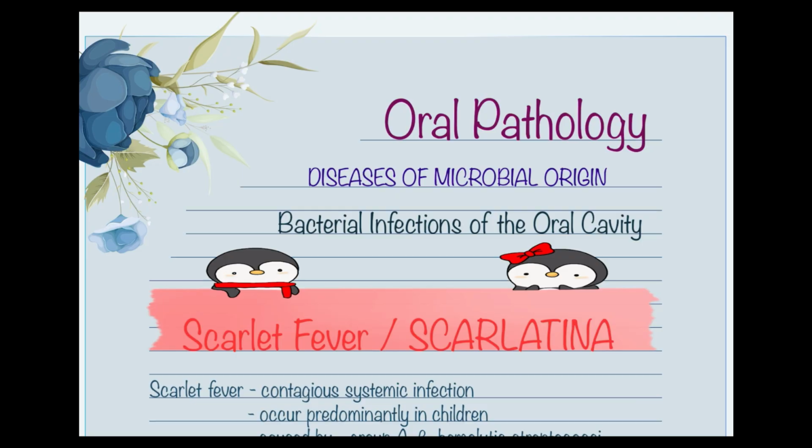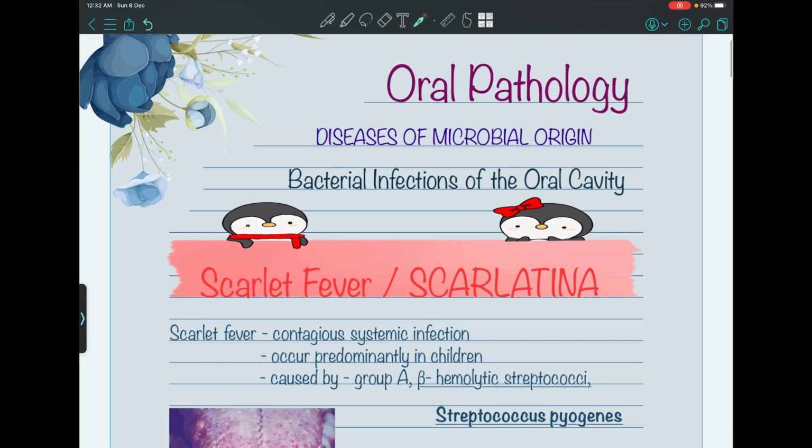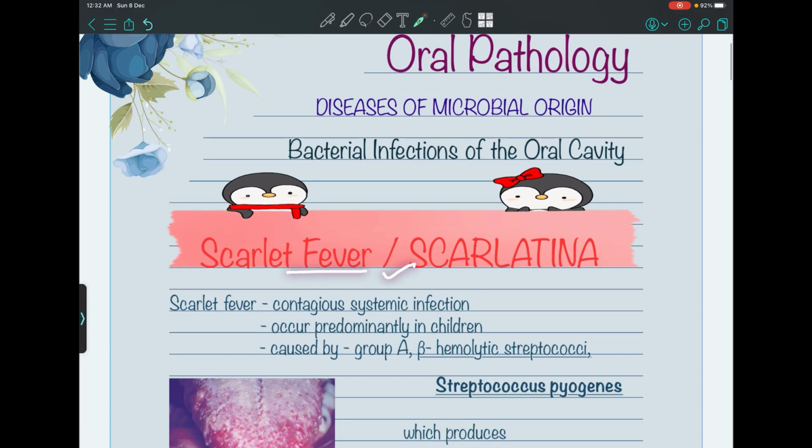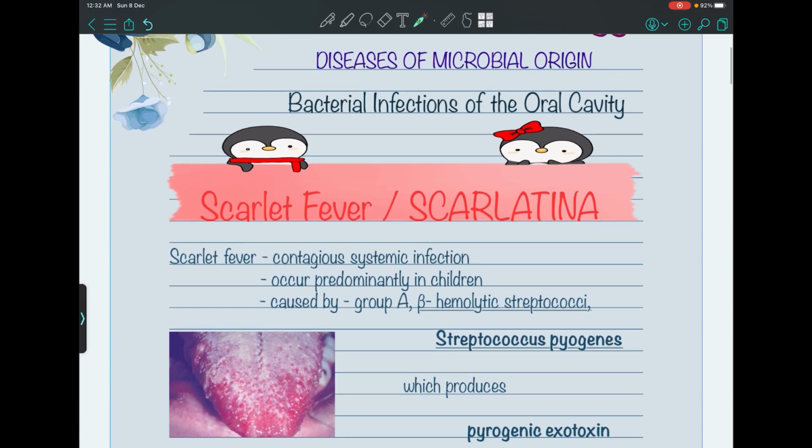Let's start with the oral pathology, which is a third year exam going subject in BDS. So we will be starting with the diseases of microbial origin. First we'll deal with the bacterial infections of the oral cavity. So there are various bacterial infections that occur in our mouth. Scarlet fever is one of them. Today we'll learn about that.